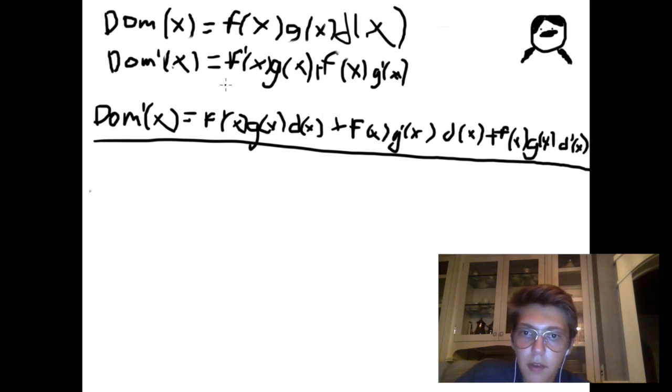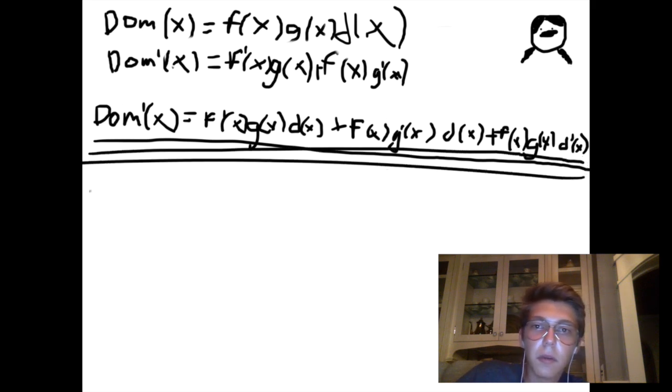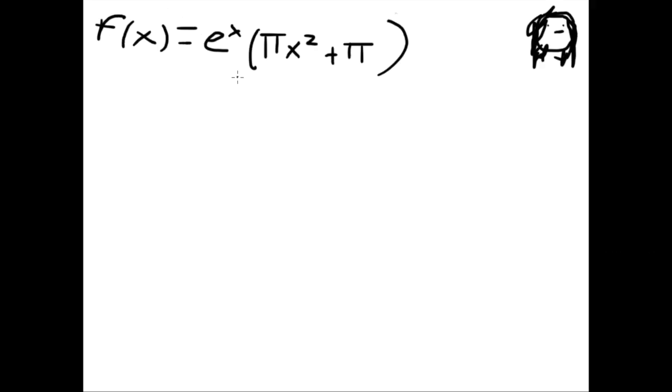It's f prime of x times g of x times d of x plus f of x times g prime of x times d of x plus f of x times g of x times d prime of x. So what you do pretty much is with every factor you find the derivative of it and you multiply it by the other factors, and then you add that with all the other derivatives multiplied by the factors. So there we go, that's how we do it with 3 factors.